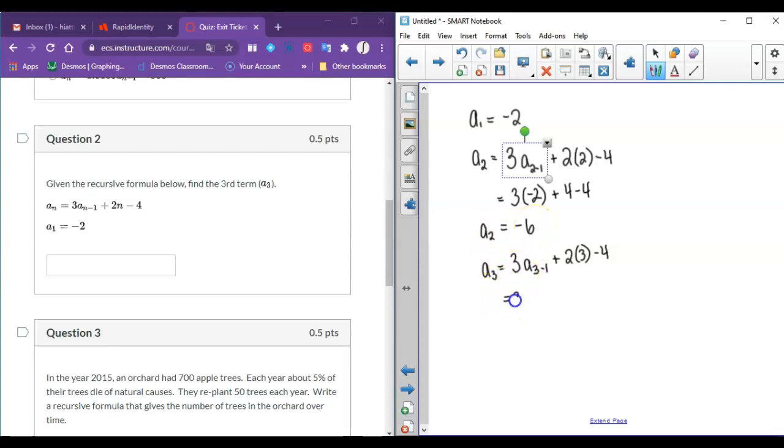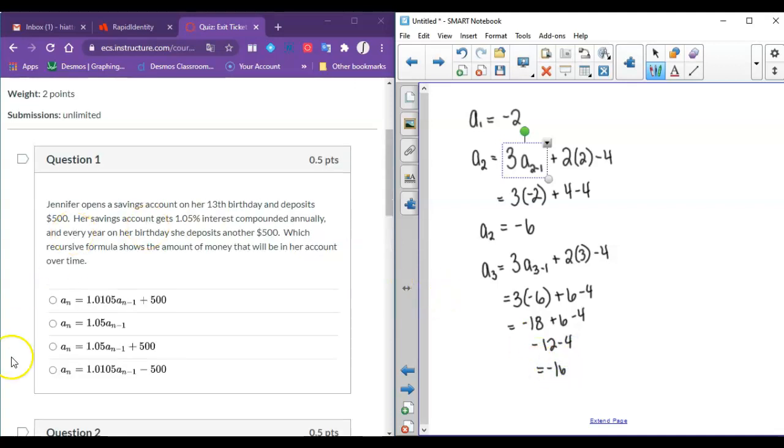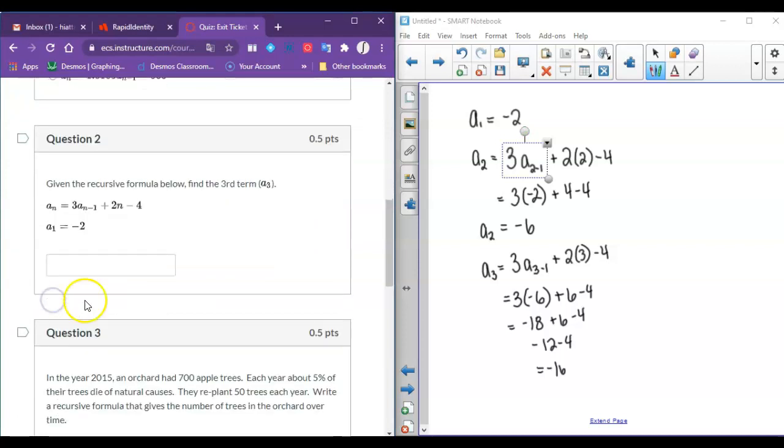So we're going to have 3 times negative 6 plus 2 times 3 is 6 minus 4. So we've got negative 18 plus 6 minus 4, and this is going to give us, let's see, negative 12 minus 4. So we should get negative 16 for this problem. I guess I could put these in just so I can double check everything's right.